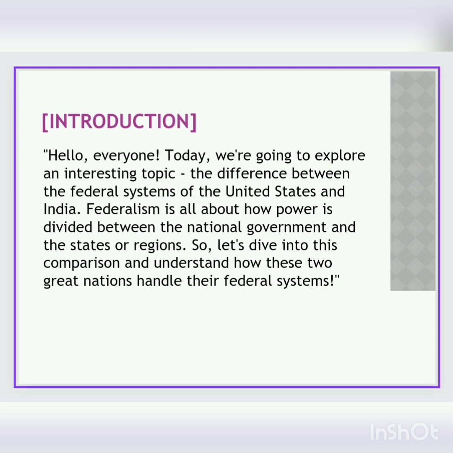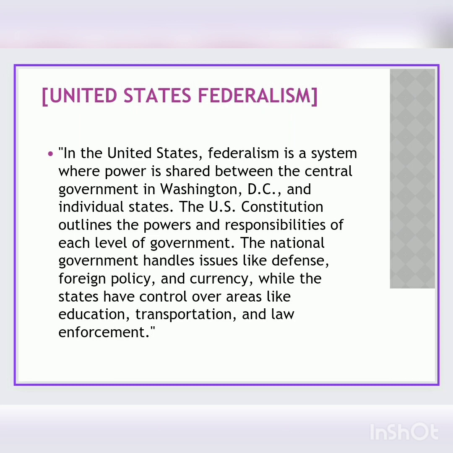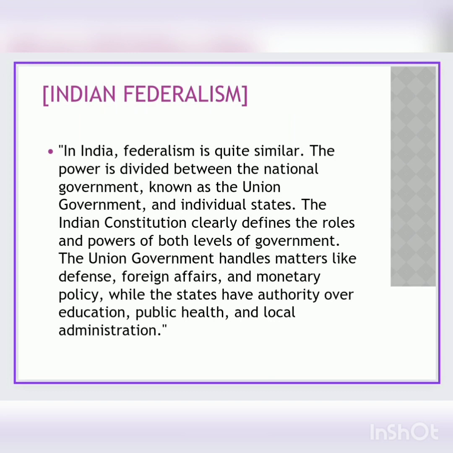We will start with the United States federalism system. In the United States, federalism is a system where power is shared between the central government in Washington DC and individual states. The US Constitution outlines the powers and responsibilities of each level of government. The national government handles issues like defense, foreign policy, and currency, while states have control over areas like education, transportation, and law enforcement.